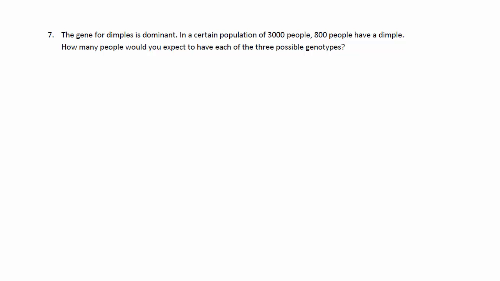We're not really being told that this population is in fact in Hardy-Weinberg equilibrium. So we're going to come up with our expectations. If dimples is dominant, the people that we would expect to have dimples are represented by the genotypes big A and also the heterozygous. And we're told in the question that 800 people out of 3,000 actually have that dimple phenotype.